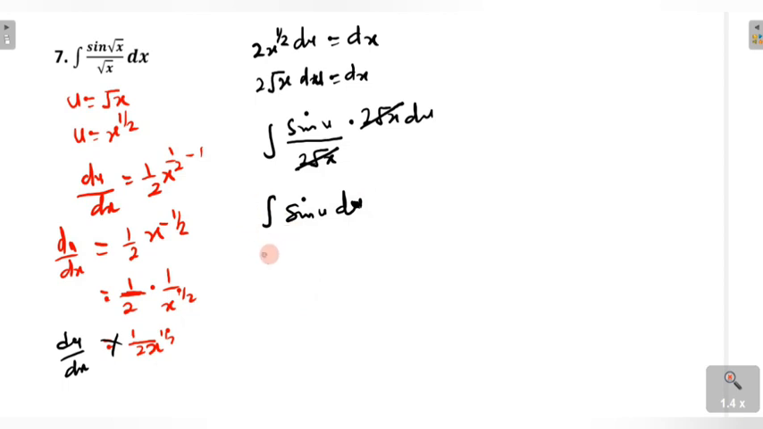So we now integrate this. When we integrate sine u, that becomes minus cos u plus c. So that will equal minus cos, then our u is root x, plus c. So that's the integral.